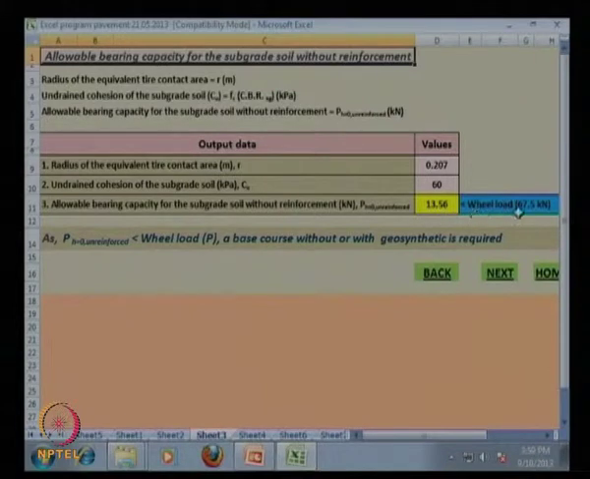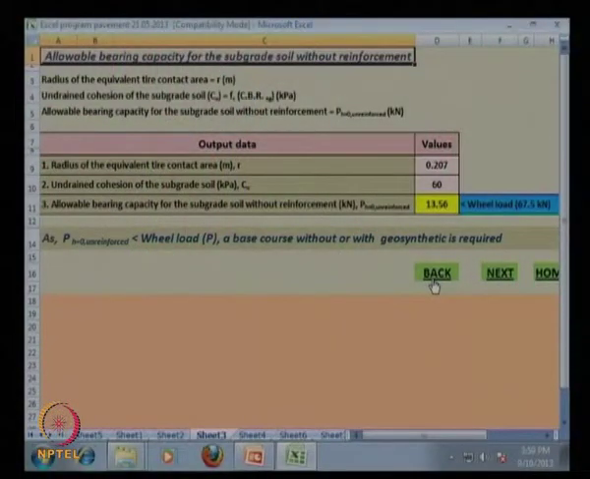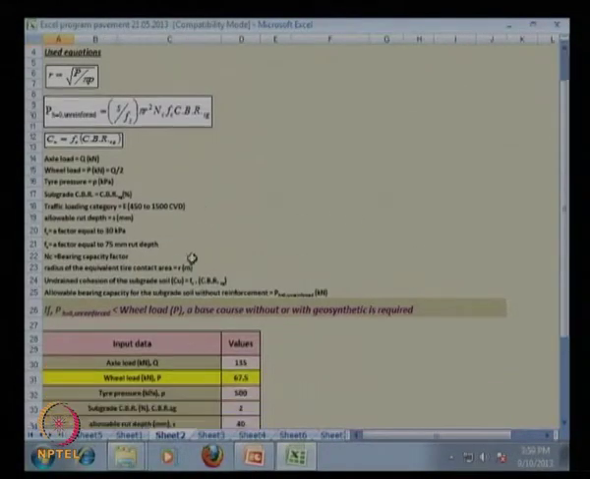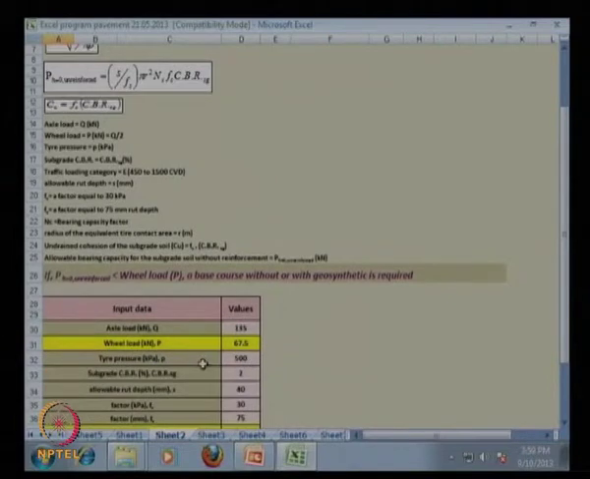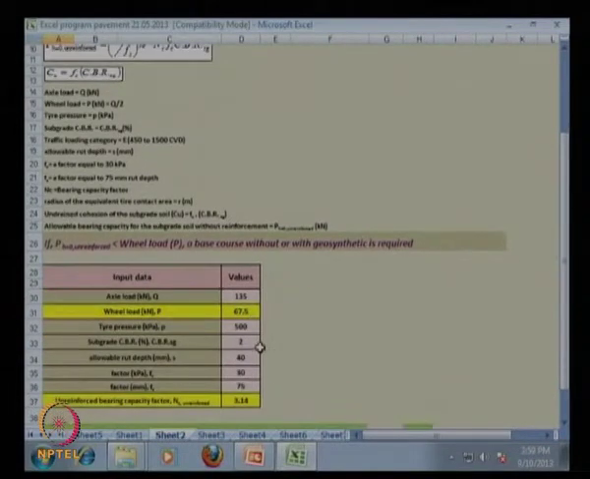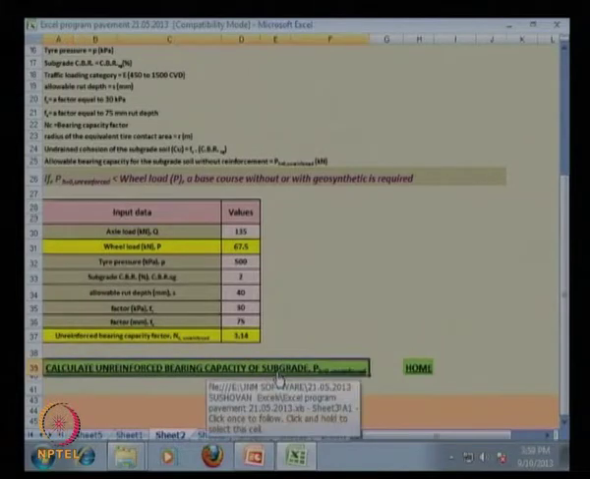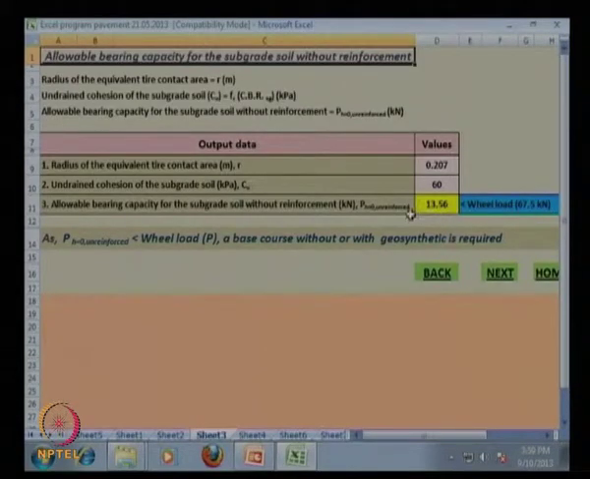So this is less than the wheel load 67.5 kilonewton. As the ultimate force is less than the wheel load, a base course without and with geosynthetics is required. You can see here that this is less than 67.5 kilonewton, the wheel load. Therefore, the introduction of geosynthetic material is required for the pavement design.